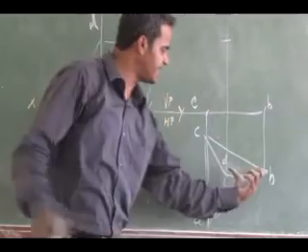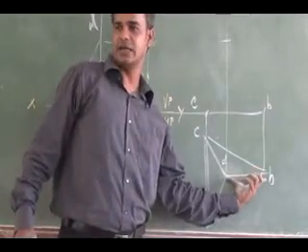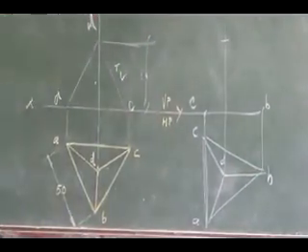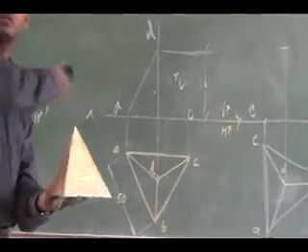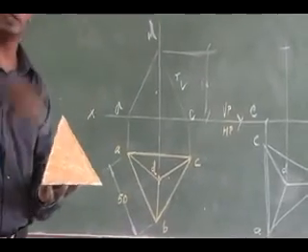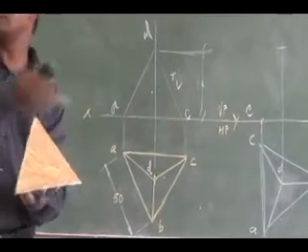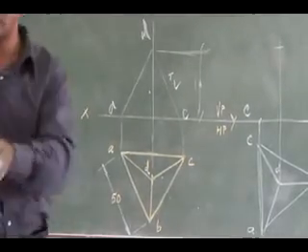Since you can see this edge, BD, you consider this a line. It is actually parallel to BP. In this orientation, it is parallel to BP. Right. So that line will give me the true length in my front view.